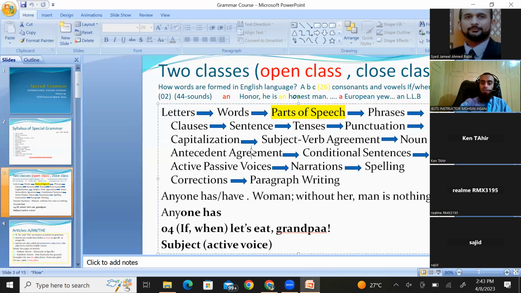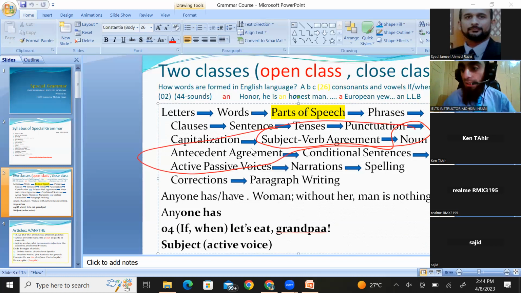Next, after capitalization, we have subject verb agreement. And this topic is very, very important, this one and this one, for the speaking section. Many students make mistakes in these two topics: subject verb agreement and noun antecedent agreement. In the sentence structure of subject verb object, sometimes the verb does not agree with the subject, but students just use any kind of verb with the subject. In most cases that would not be fine.